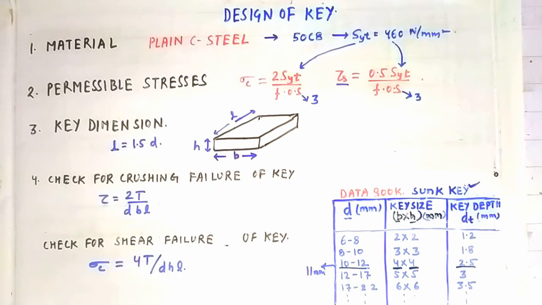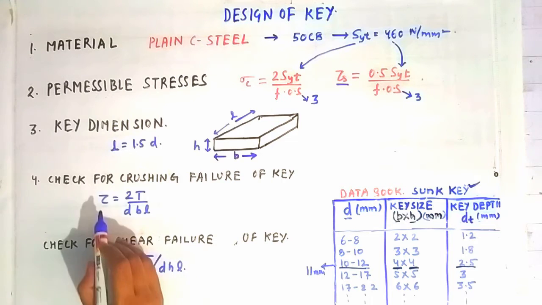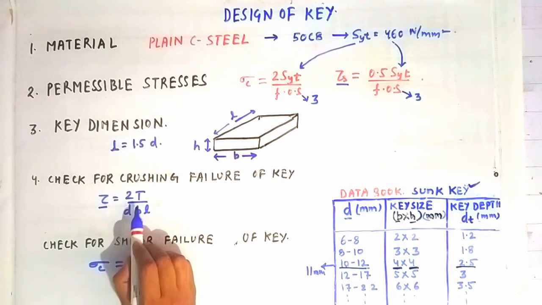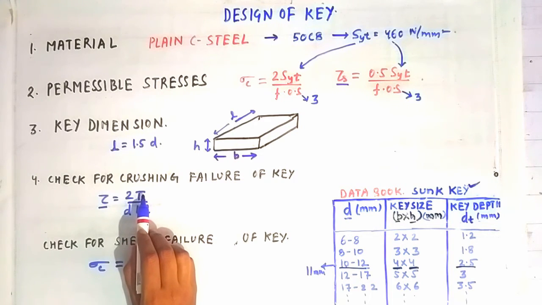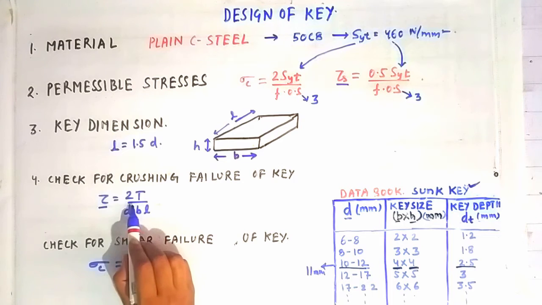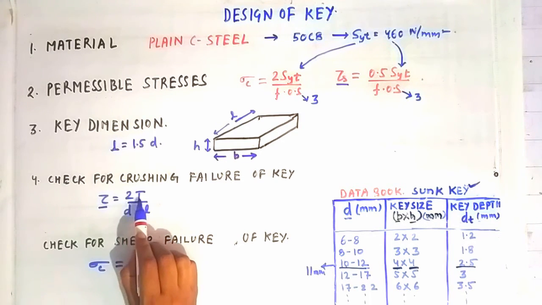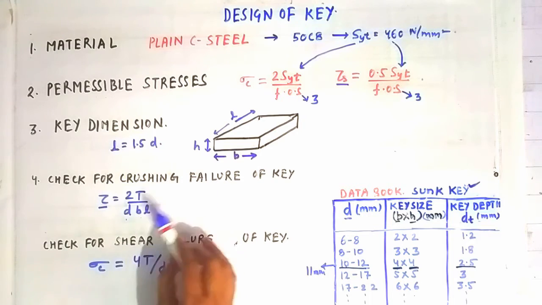Now once the diameter of the shaft and key dimensions are known, you have to check for the crushing failure of the key and check for the shear failure of the key. Now you have to calculate the shear stress induced in the key. So the shear stress tau induced in the key is given by 2T by dBl, where T is the turning moment acting on the shaft. So the shear stress induced in the key is given as 2T by dBl, where d, B and l are the dimensions which we have already calculated.